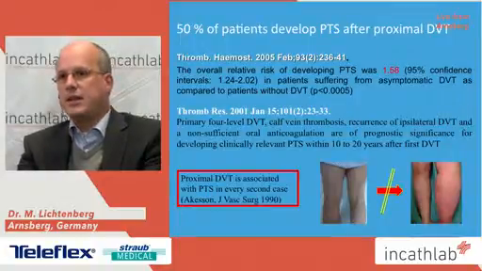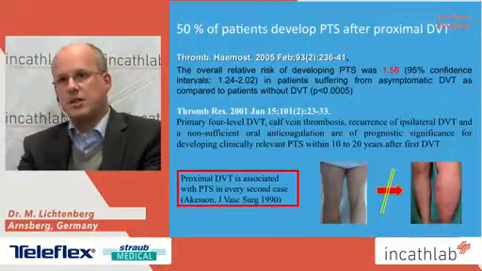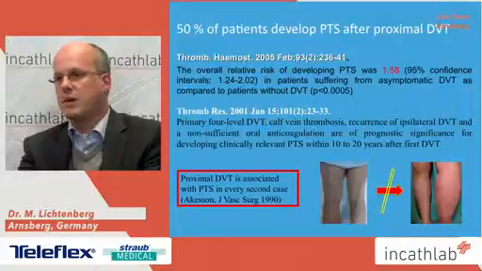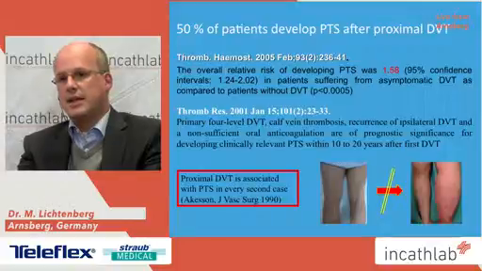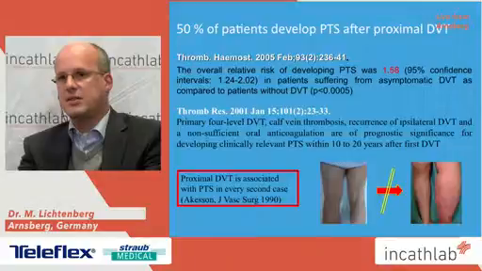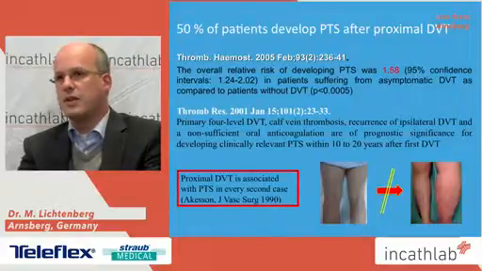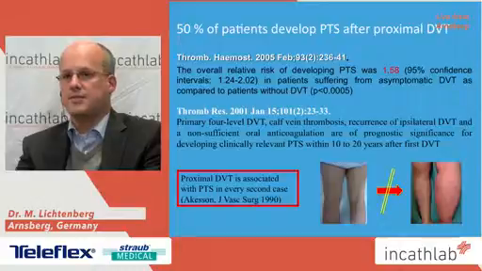And what we definitely know is that 50% of patients develop post-thrombotic syndrome after proximal DVT. Already in 1990, it was clearly stated that proximal DVT is associated with PTS in every second case. So this is the indication for an effective thrombectomy approach in these patients.